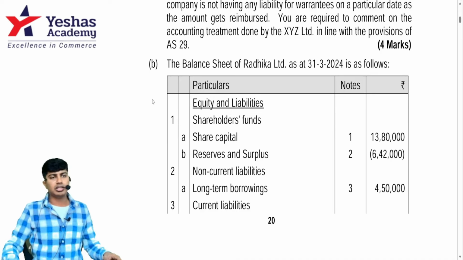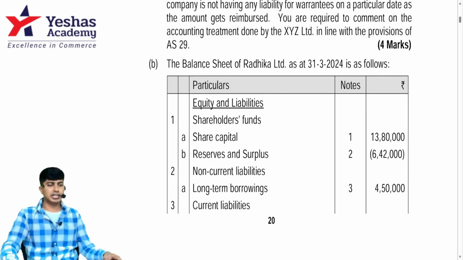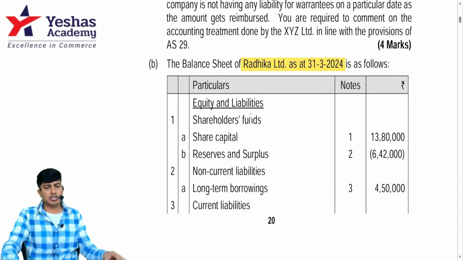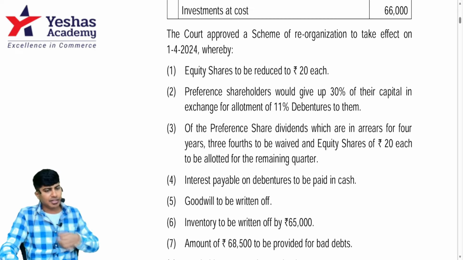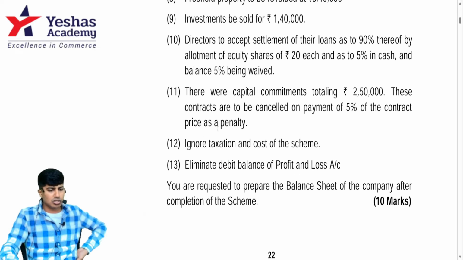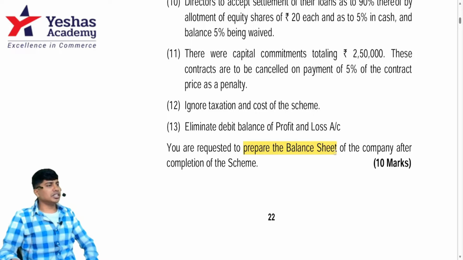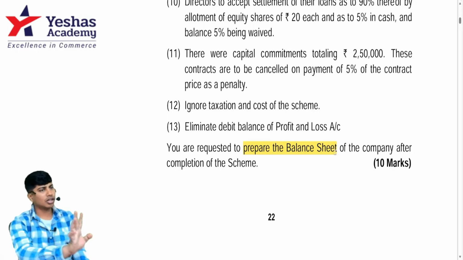This question is on the topic of internal reconstruction, a 14 marker. Have a look. What does the question want us to do? The balance sheet of Radhika Limited as on 31st of March 2024 is as follows. Come to the end. They have given a balance sheet with notes to accounts. They have requested you to prepare the balance sheet of the company after the completion of the scheme. A 10 marker, not a 14 marker. So marks are allocated only for the balance sheet.